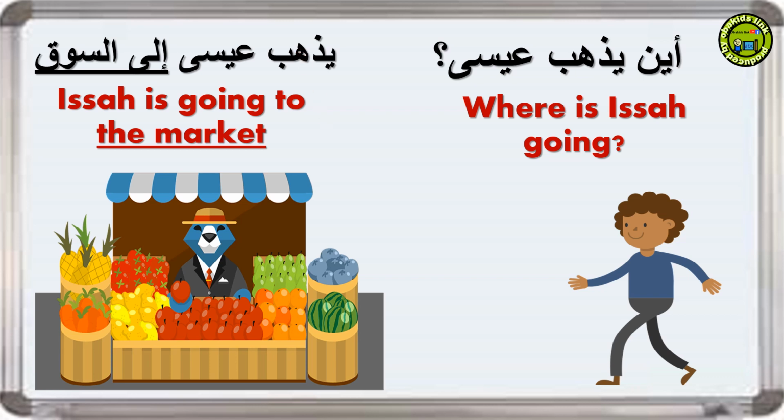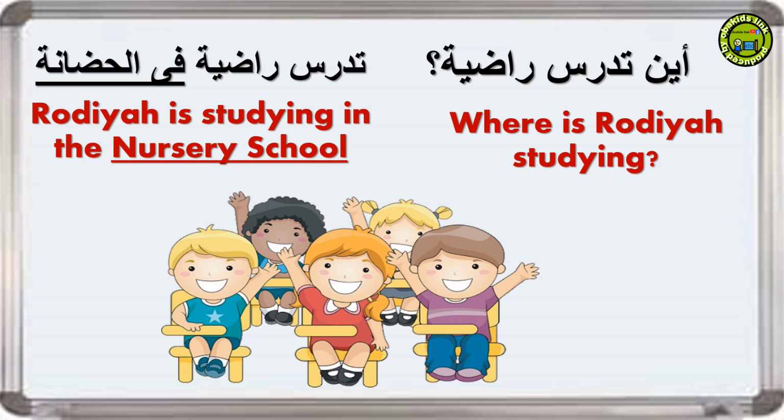Let's continue. Let us end with this. أين تدرس راضية. أين is the interrogative particle. تدرس is the verb, and راضية is the subject. أين تدرس راضية means where is Rodiyah studying?